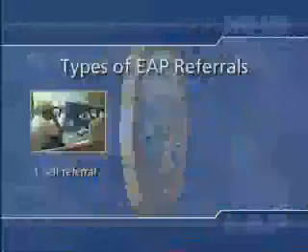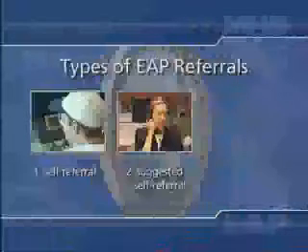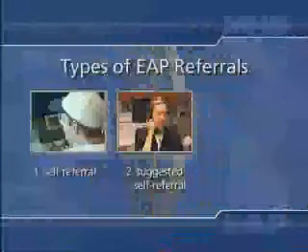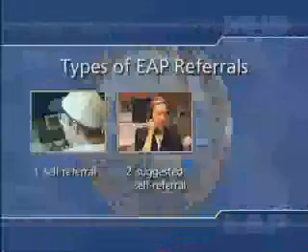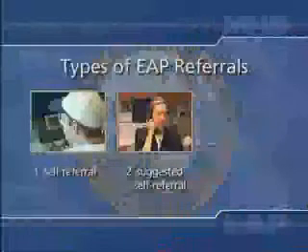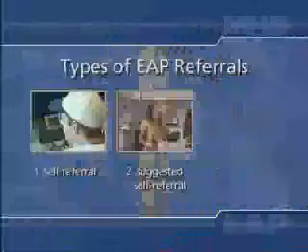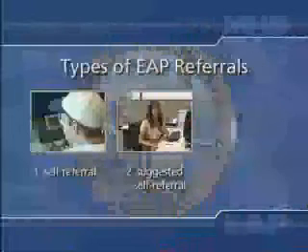One is the self-referral. In this situation, the employee calls EAP on his own to seek help with a problem. The second type of EAP referral is the suggested self-referral. Here, a supervisor or manager may suggest to an employee that he seek EAP to help with personal issues that may be impacting work performance.